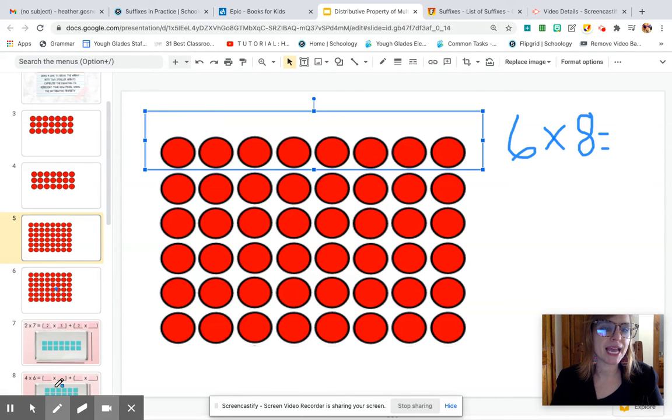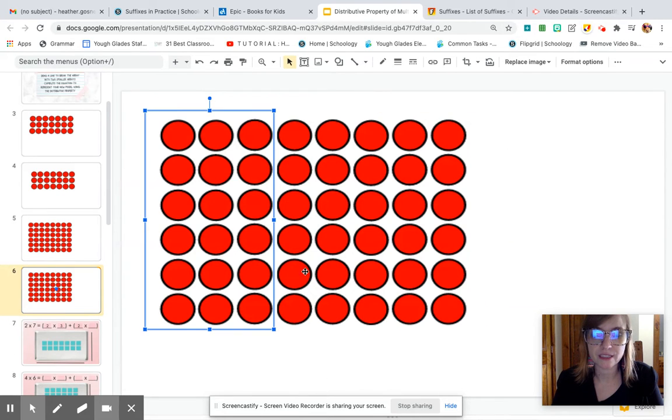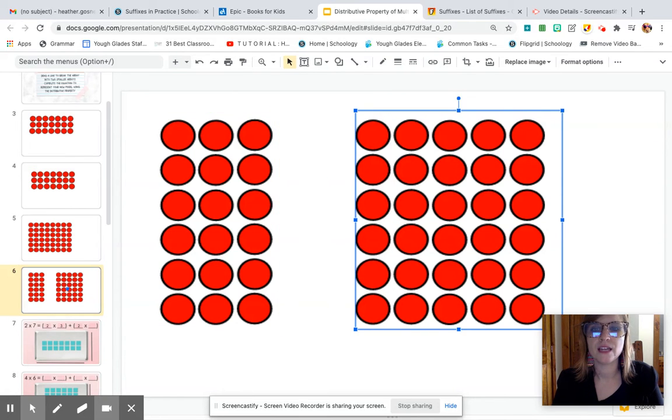So let's see. If you split the columns, going straight up and down, you could split it this way. Remember, we are splitting the array to make 2 smaller arrays. And when we put them back together again, it gives us that total amount. So when I split it this way, my rows do not change. I still have 6 rows. I have 6 rows of 3 this time, and here I have 6 rows of 5.